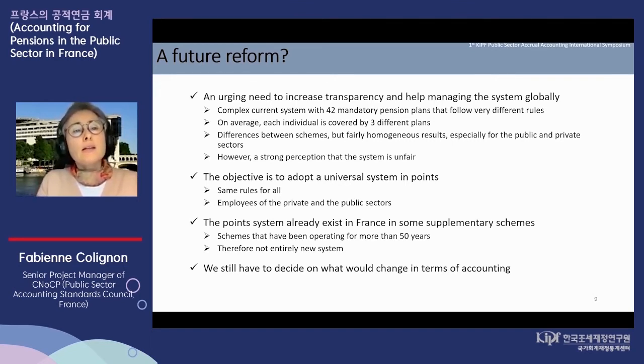And this is a reform which is not entirely new and will not bring a completely new perspective, because the point system already exists in France in some supplementary schemes that have been operated for more than 50 years. So again, it's not entirely new, but we still have to figure out what the consequences will be in terms of accounting.